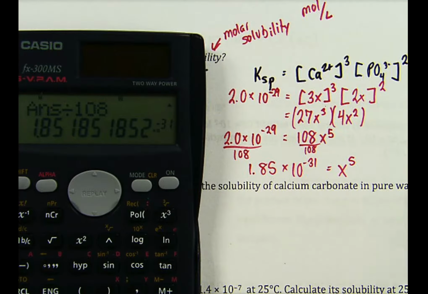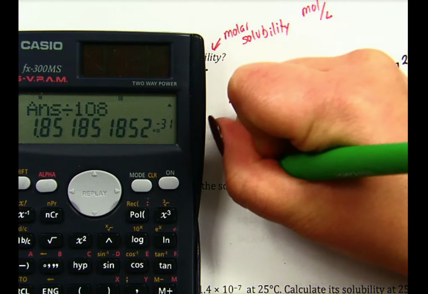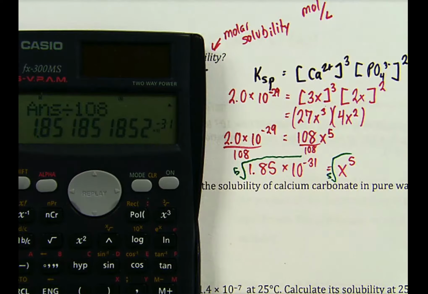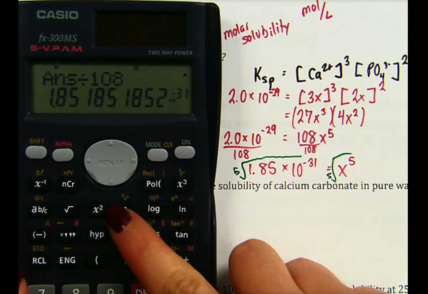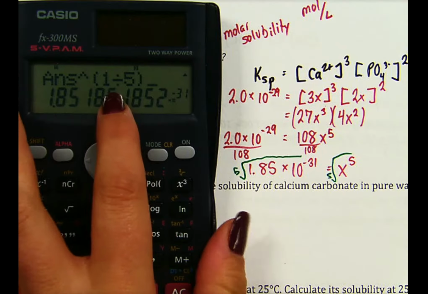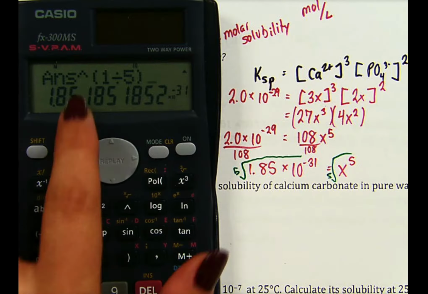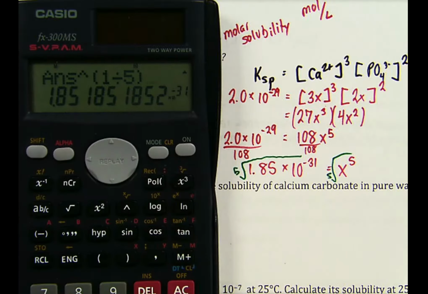Okay, now we need to take the 5th root of that. To undo a square, you take the square root. To undo x to the 5th, we take the 5th root. There's a couple of different ways to do this. On your calculator, you might have a button that can do it. Another easy way to do it is just to raise it to the 1/5 power. Okay, if you take the square root of something, it's like raising it to the half. You could also plug in 0.2 and get the same answer. I prefer just to do the 1/5 because we're taking the 5th root of it. So I took my answer, 1.85 times 10 to the negative 31, to the 1/5 power.